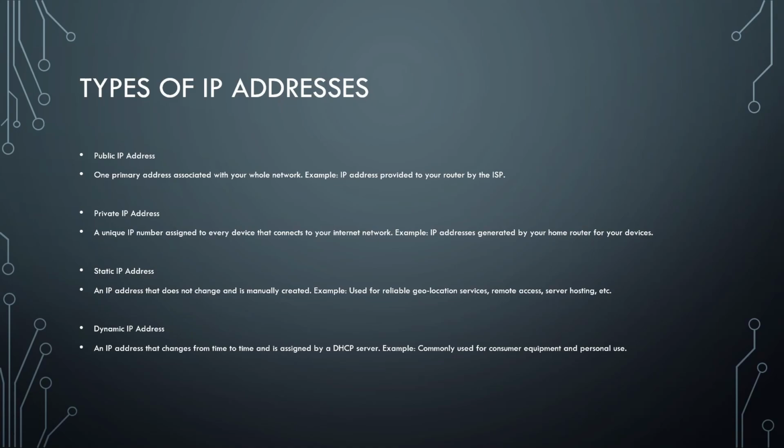A private IP address is assigned to a device within your local network by your router, ensuring that each device can communicate internally. Static IP addresses don't change and are manually configured, so they are often used for servers or devices that need consistent and reliable access. Dynamic IP addresses change periodically and are assigned by a DHCP server. This is common for most consumer devices.